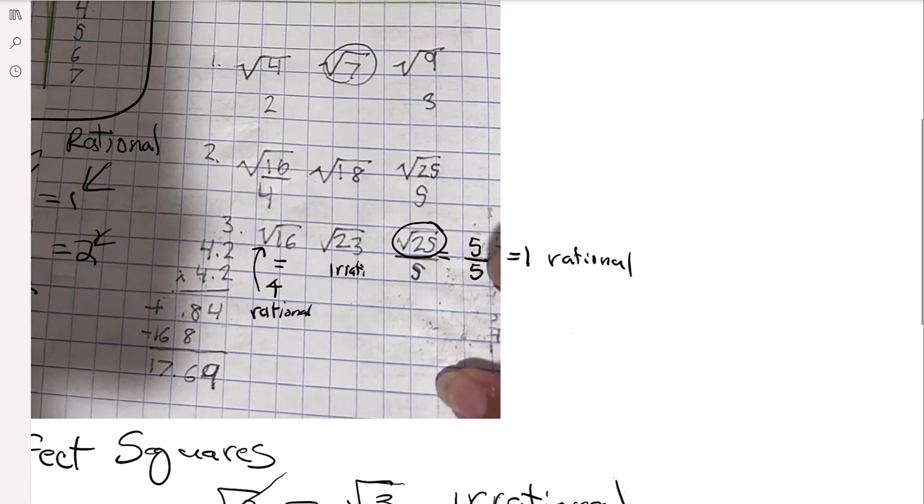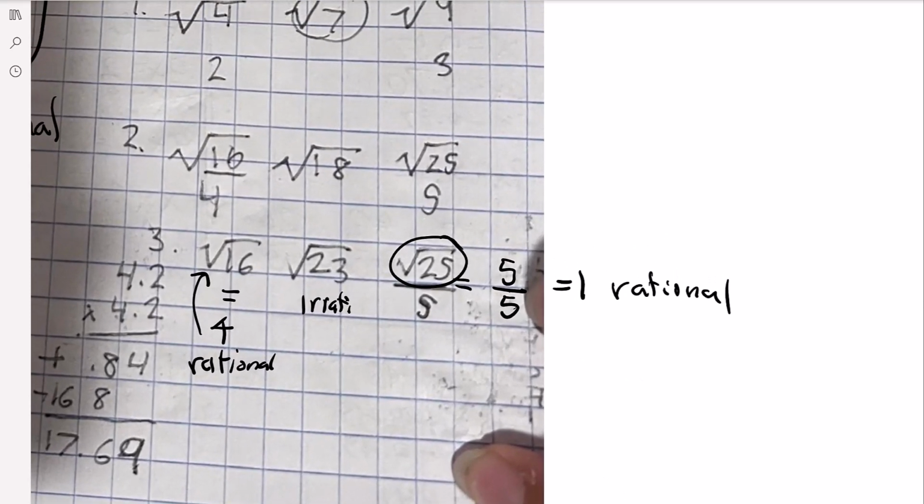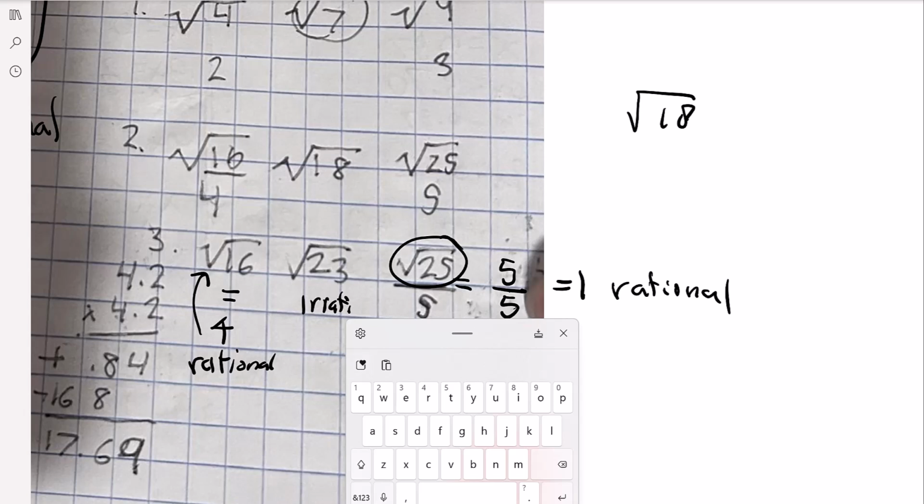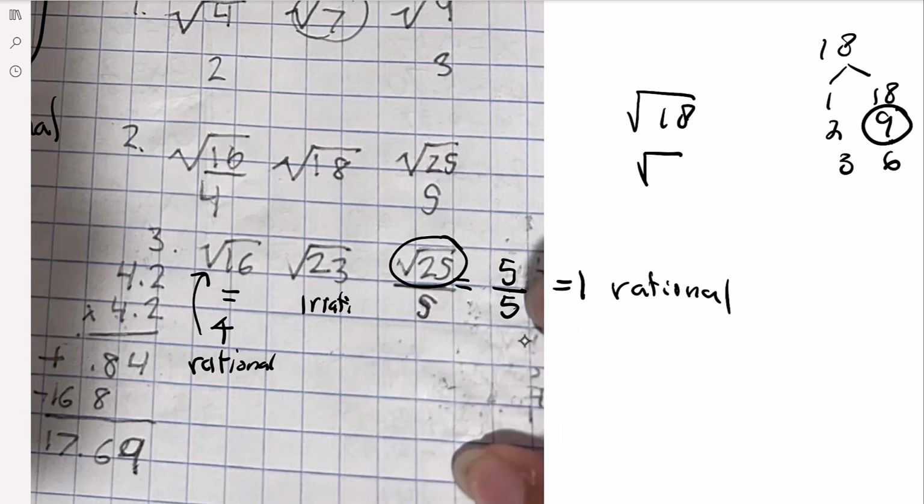So I think the aim is, here's the square root of 18. Now this one's a little bit more tricky. What I'm going to have you do is think about what the factors of 18 are besides 1 times 18. There's 2 times 9, 3 times 6. 9 is a perfect square. So I'm going to have you rewrite the square root of 18 as 9 times 2.